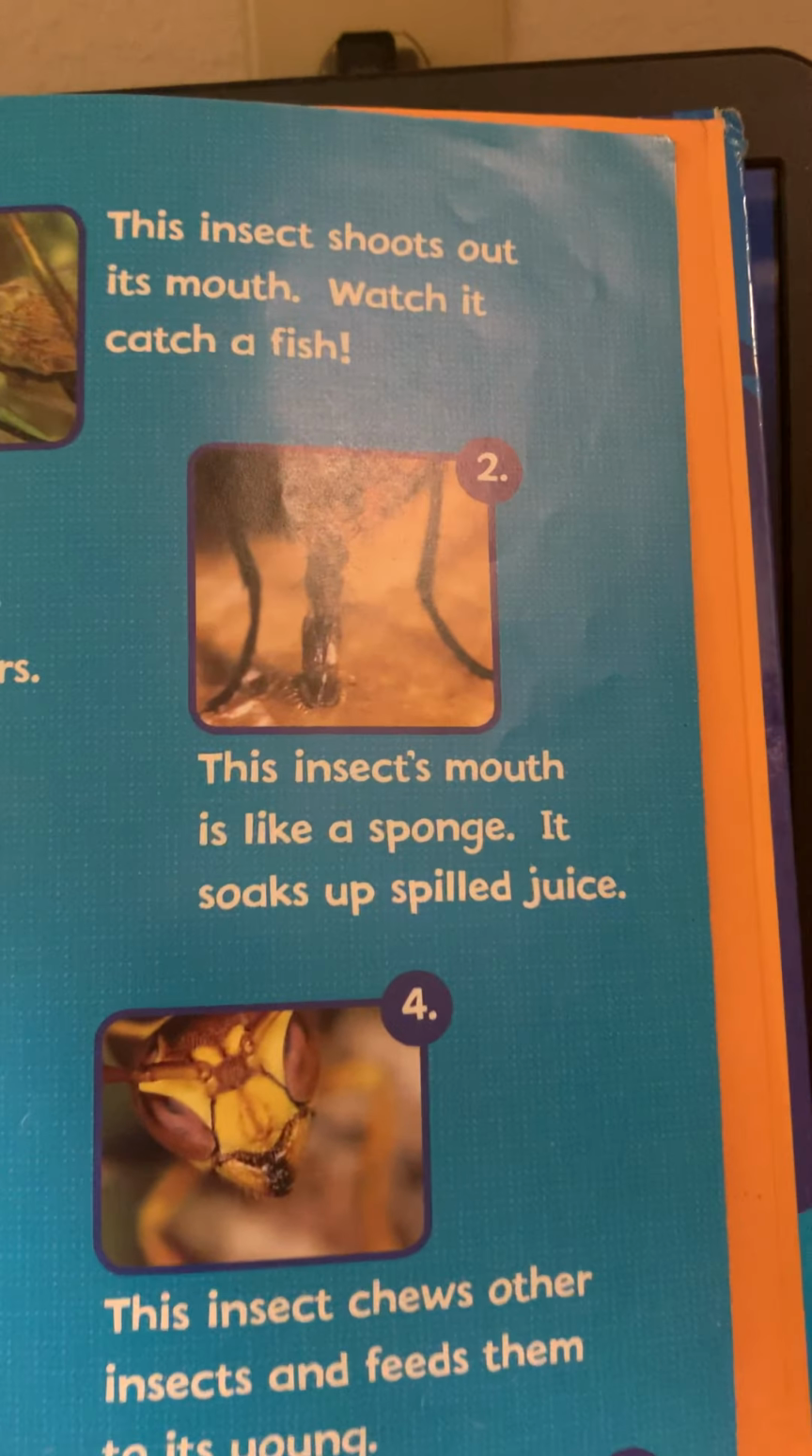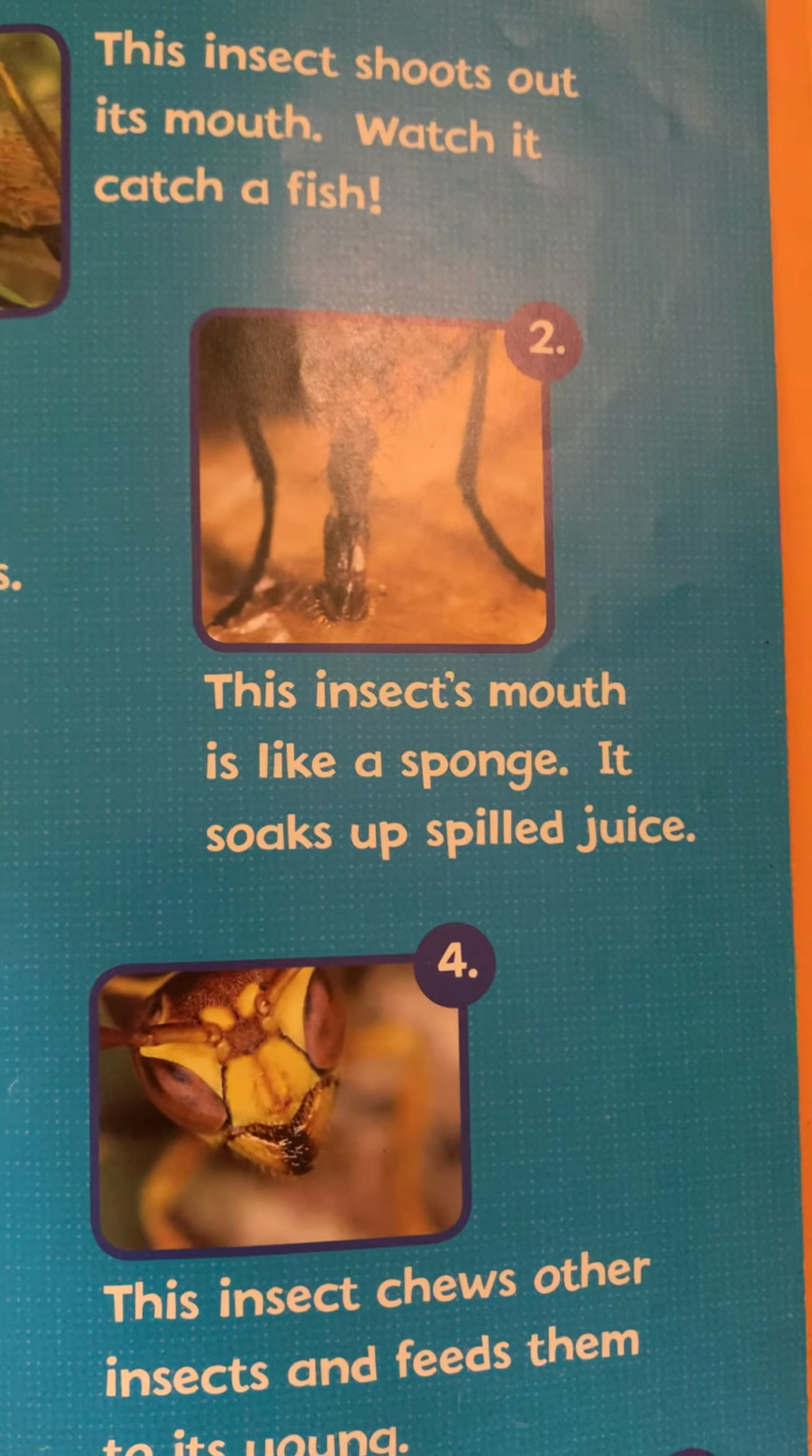Here's number 2. This insect's mouth looks like a sponge. It soaks up spilled juice. I wonder which one soaks up spilled juice.